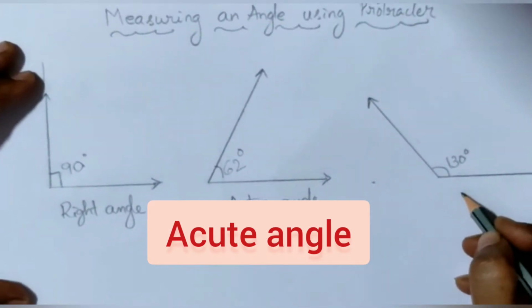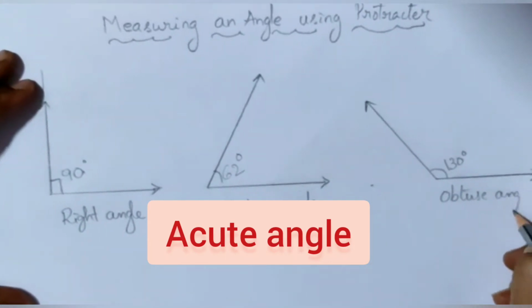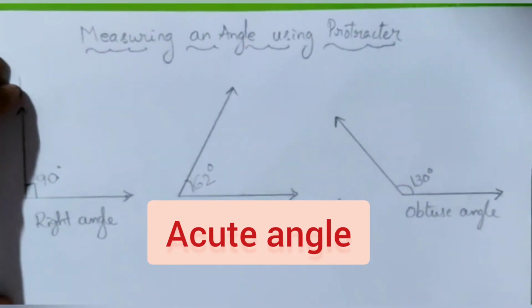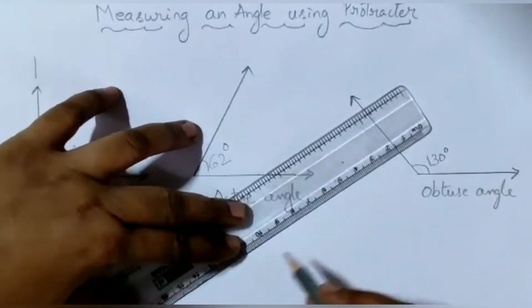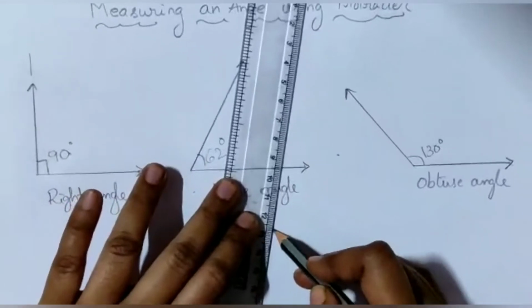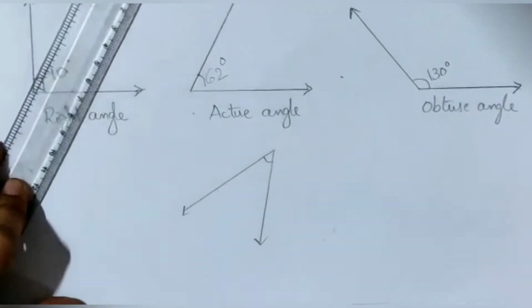When it is more than 90, it is an obtuse angle. Like this, we need to measure the angles. Suppose the angle is given for you like this and you have to measure it. What we have to do? This angle we want to measure.